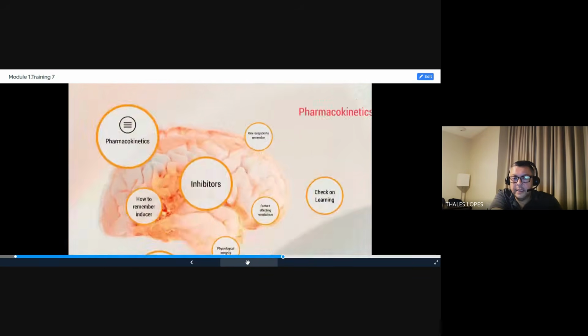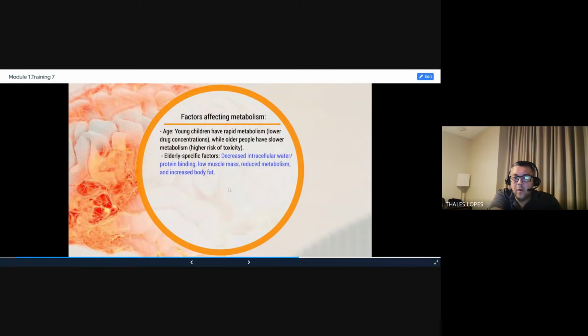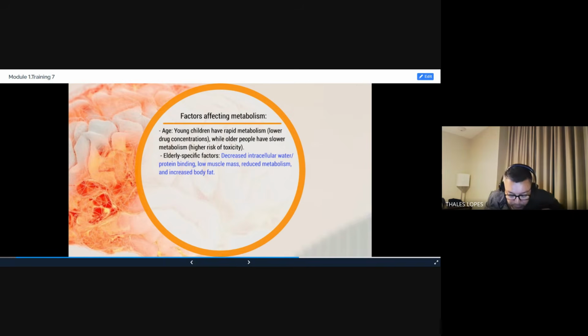All right, so again, moving on. Now, a few factors affecting metabolism. This question you're likely to get as well, right? Our bodies act differently depending on our age, exercise, fat amount, and so forth. Younger children have a very rapid metabolism, so less of a drug concentration is in the body, while older people have a slower metabolism, so they are at risk for toxicity.